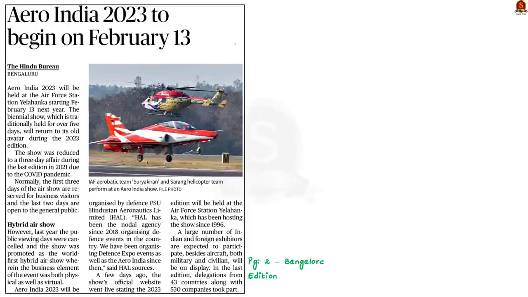Take a look at this news article. It speaks about the Aero India Show. The news is that Aero India 2023 is going to be held at Yelahanka Air Force Station. It will be starting on February 13 next year, and a large number of Indian and foreign exhibitors are expected to participate in this event. And this is the essence of the news article given here.